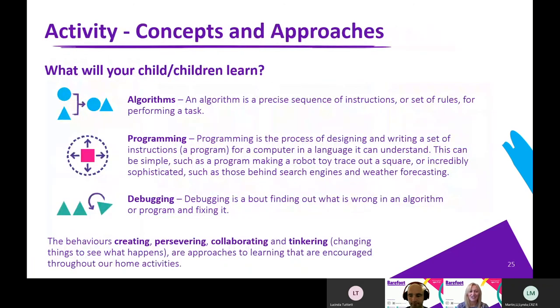This activity introduces a child to algorithms and programming as they sequence their instructions for performing the task. There is also the opportunity for the child to debug their algorithm if it's not quite working in the way that they expect. It's worth noting that this home learning activity links back to a resource in the teaching resources section called Barefoot Goes Wild. So there's a great link between learning that is happening at home and at school.